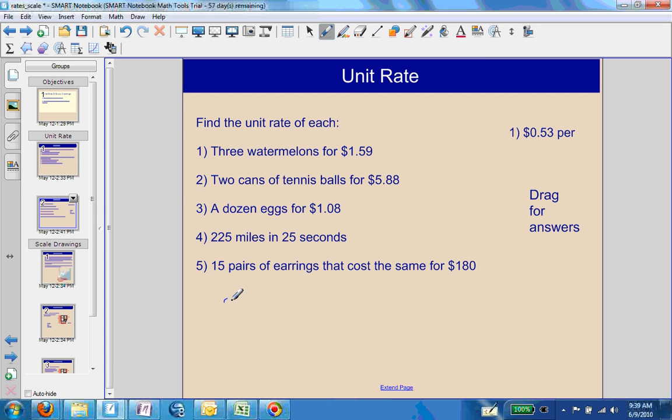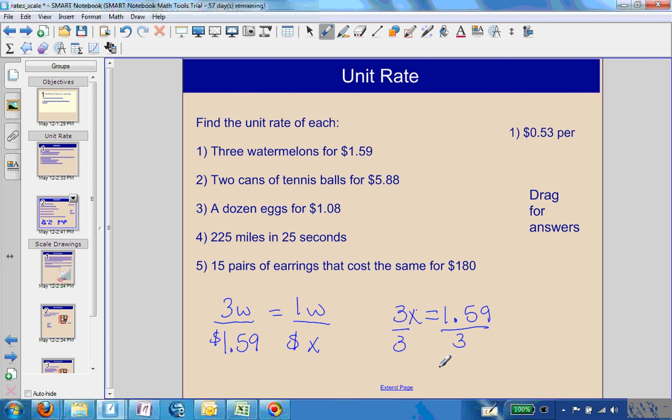So we know there's 3 watermelons. I'm going to put 3W for watermelons for $1.59. So that's my ratio. Now what I'm trying to figure out is how much 1 watermelon would cost. So here's my proportion. When I cross multiply to solve, I get 3x, we don't worry about the W and the dollar sign, equals $1.59. I'm going to divide both sides by 3, and when I do, I find that x equals 0.53, which is the same as 53 cents per watermelon.